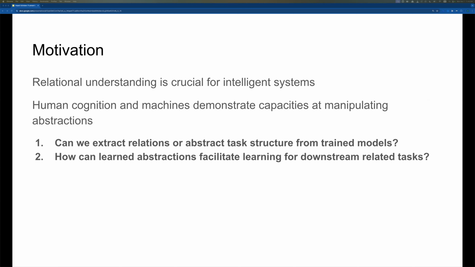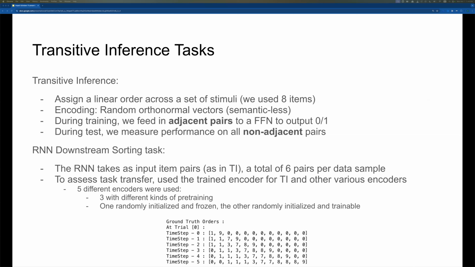So to go over the tasks, TI, transitive inference: we first assign a linear order across a set of stimuli. In our experiments, we used 8 items. The encoding we used was random orthonormal vectors, so they're maximally different. Sometimes I might say semanticless.